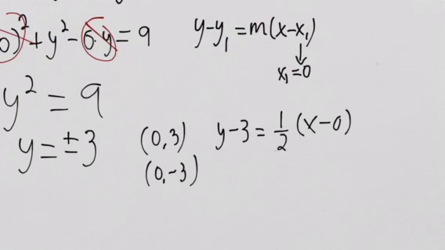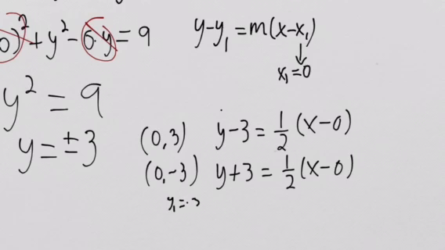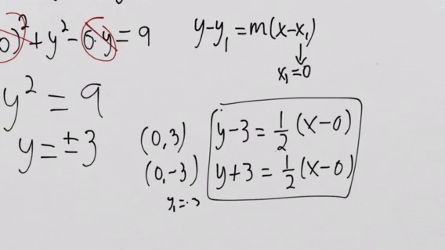So now we're going to come back here and say y plus 3, because now our y1 is negative 3, so we're going to subtract a negative 3, and then that's going to be equal to 1/2 times x minus 0. So these are our lines, and I'm just going to give you some visual context here to show you what's going on.